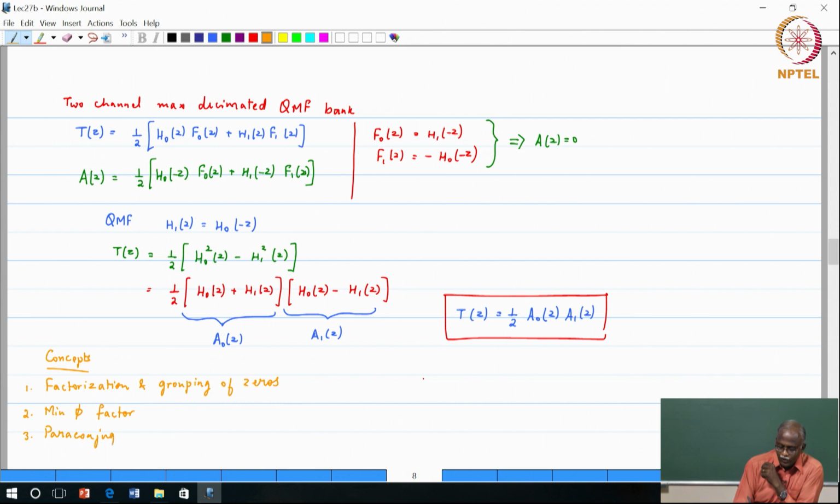Paraconjugation property also a useful part of this. And the fourth concept that played a role in the all pass decomposition was the power complementary property. Okay. So these are the points to keep in mind as we move forward.